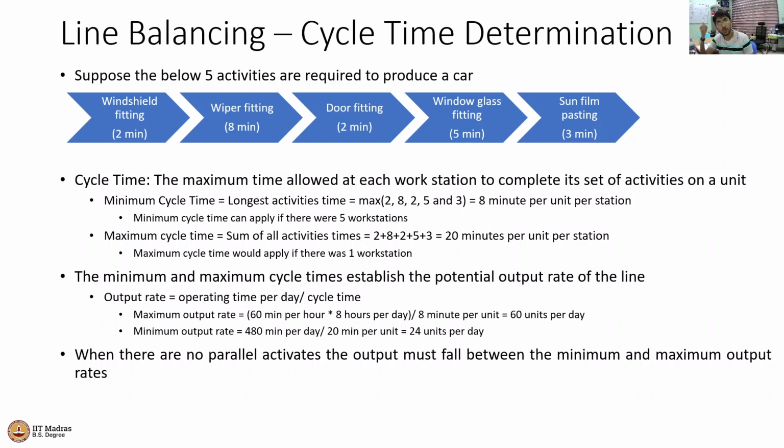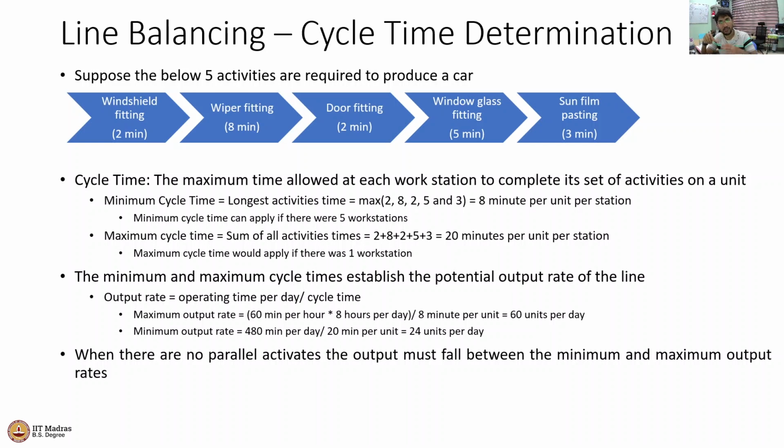So let's say I am going to work for one 8-hour shift a day, and every hour in that shift is going to have 60 minutes of working. So 60 into 8, which is 480 minutes per shift per day, divided by 8 minutes per unit. So I'm going to be producing 60 units every day. That would be my maximum output that I can achieve.